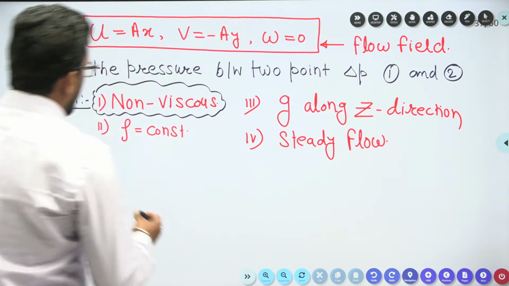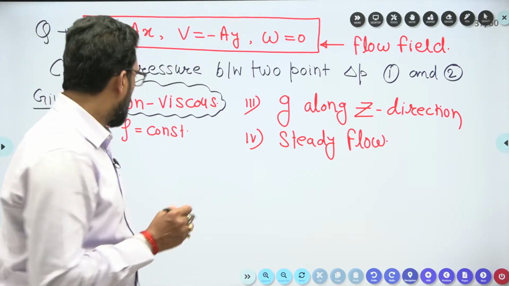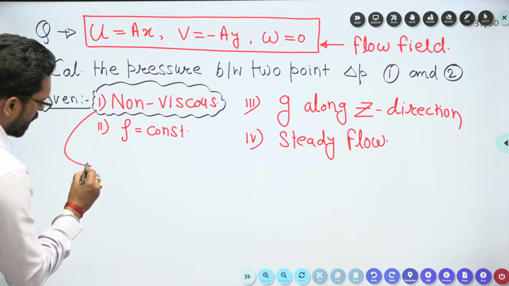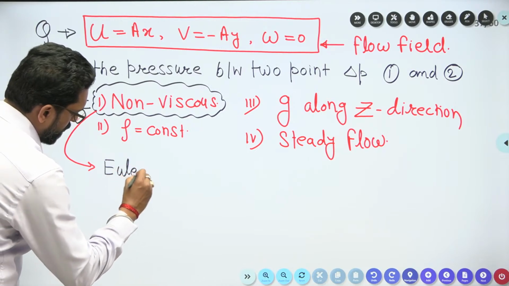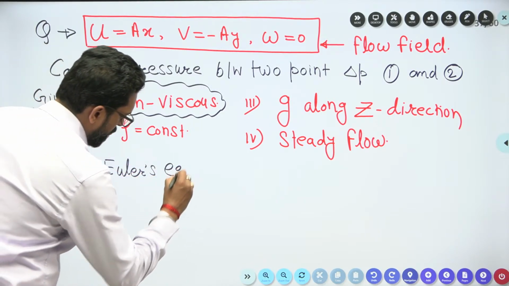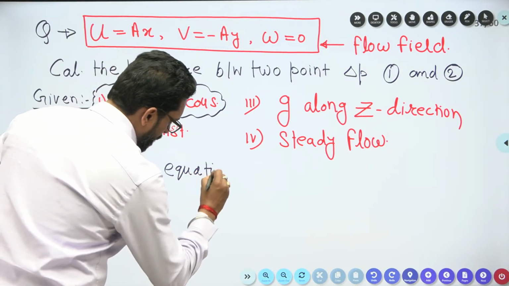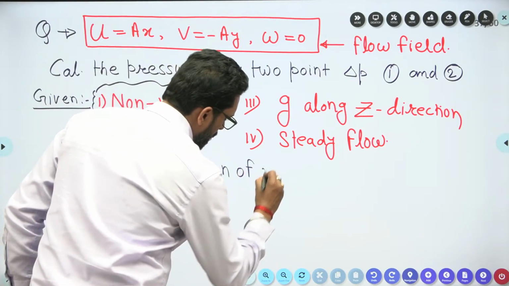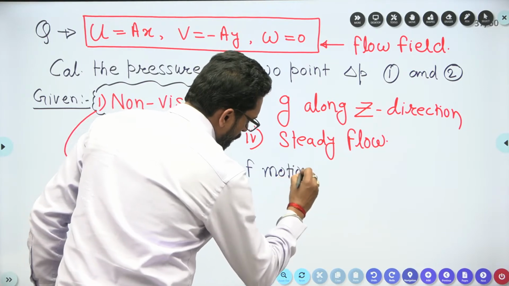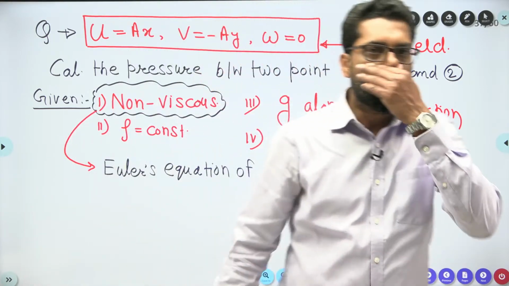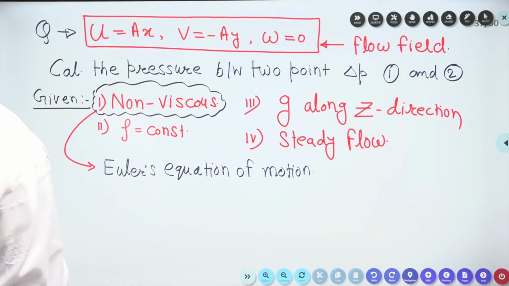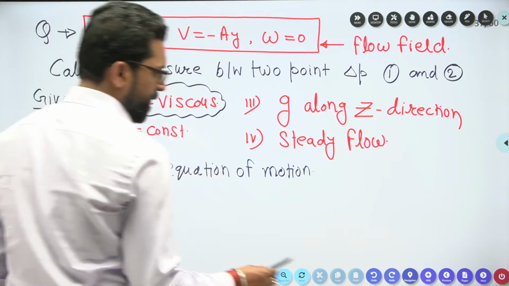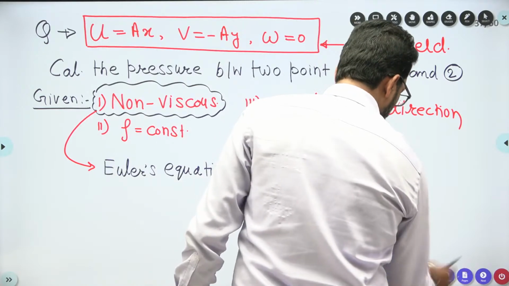So this is non-viscous, which means you apply Euler's equation of motion. What is Euler's equation of motion? You know all these things. If I derive it quickly, I have time, no problem.